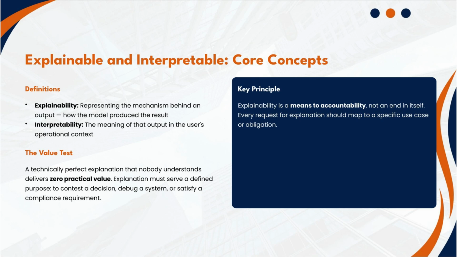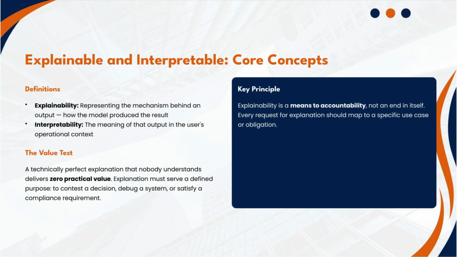So here's another pair that gets muddled: explainable and interpretable. And the distinction is actually useful, so stay with me. Interpretability is a property of the model itself. An interpretable model is one you can understand directly by looking at it. A small decision tree, a linear model with a handful of weights. You can trace the logic yourself. The transparency is built in.